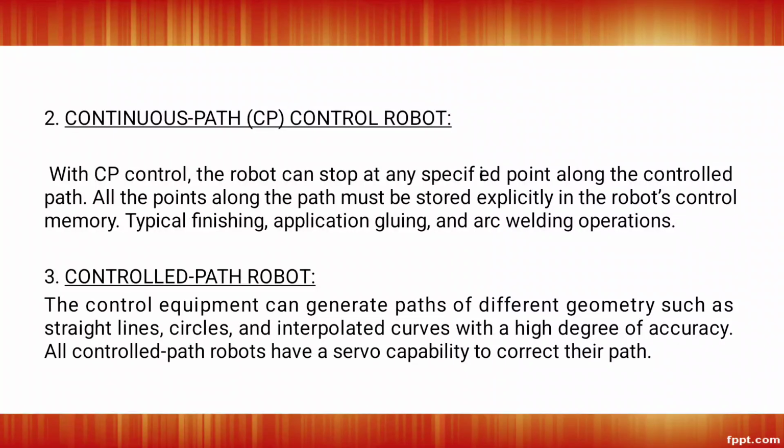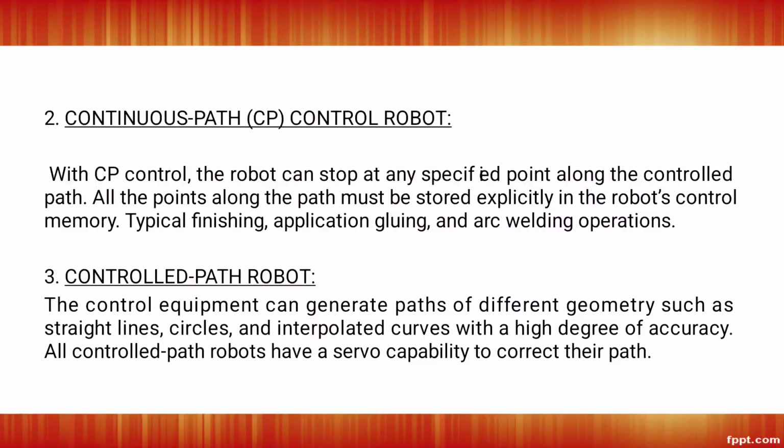Next is the continuous path control robot. With continuous path control, the robot can stop at any specified point along the control path. All the points along the path must be stored explicitly in the robot's control memory. The basic applications involve typical finishing, gluing and arc welding operations.